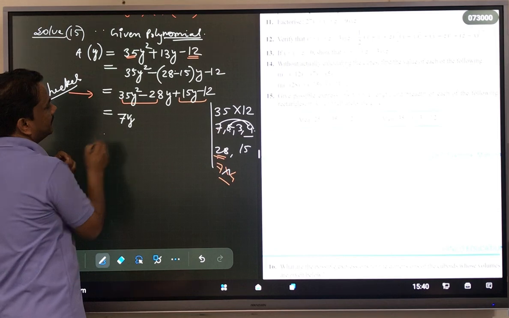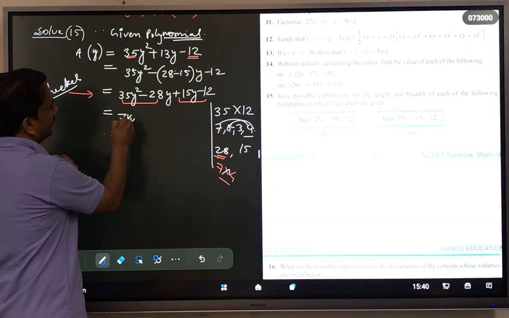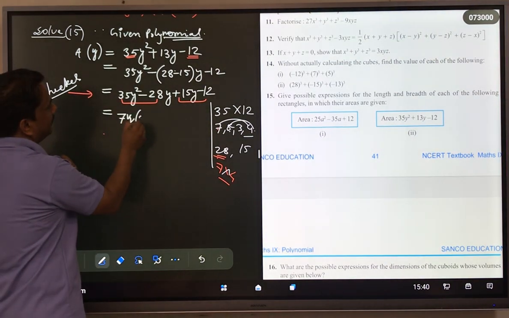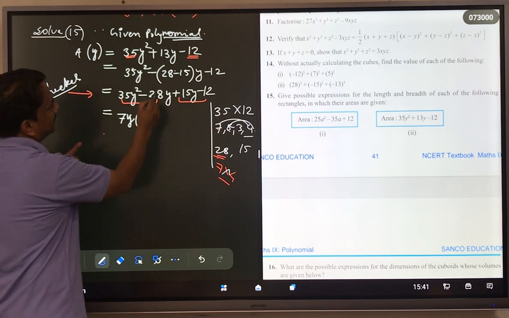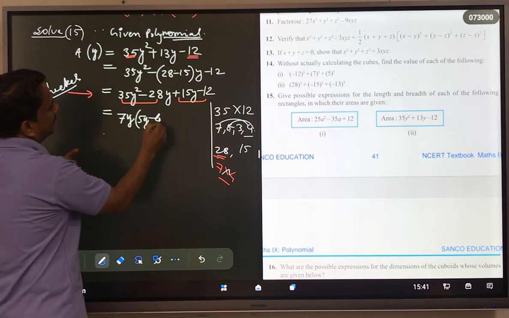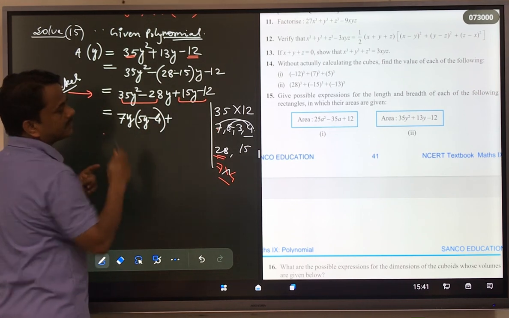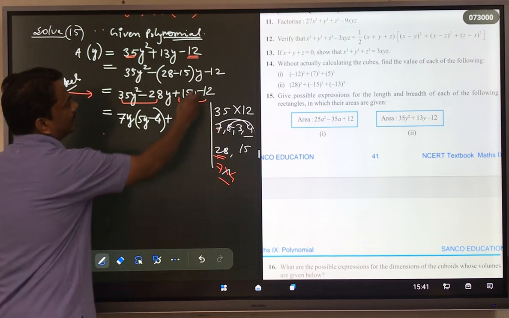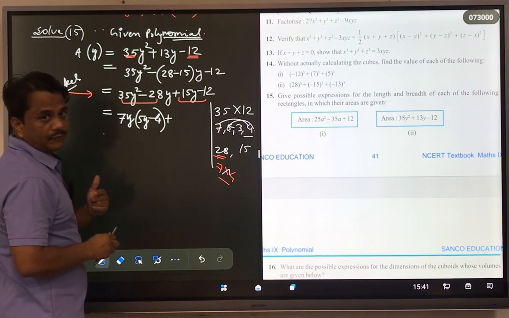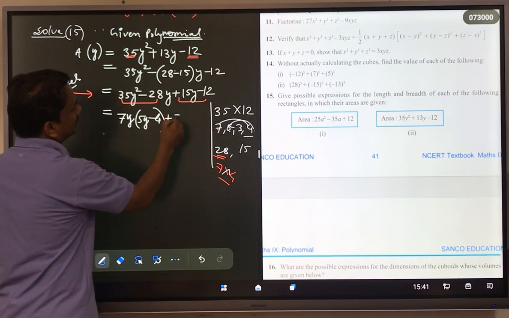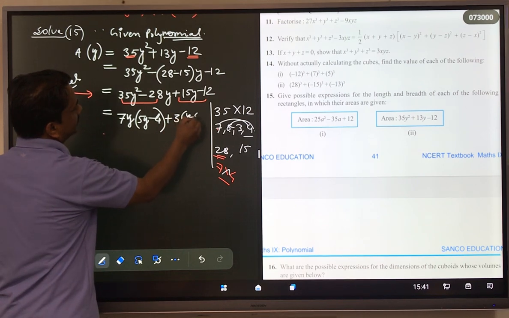Is y common here? Yes. So 7y is common. What leaves here? 5y leaves here, and 5y minus what leaves here? 4. And here plus, what is common in both? 15 is made up of 3 and 5 and 12 is made up of 3 and 4. So what is common in them? 3 is common. 5y minus 4.